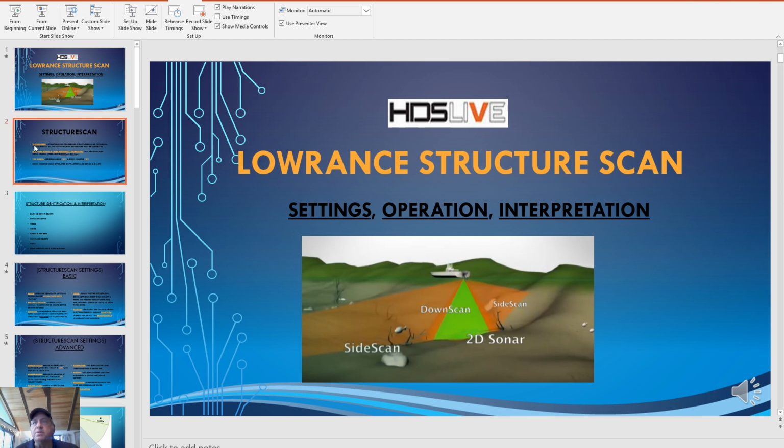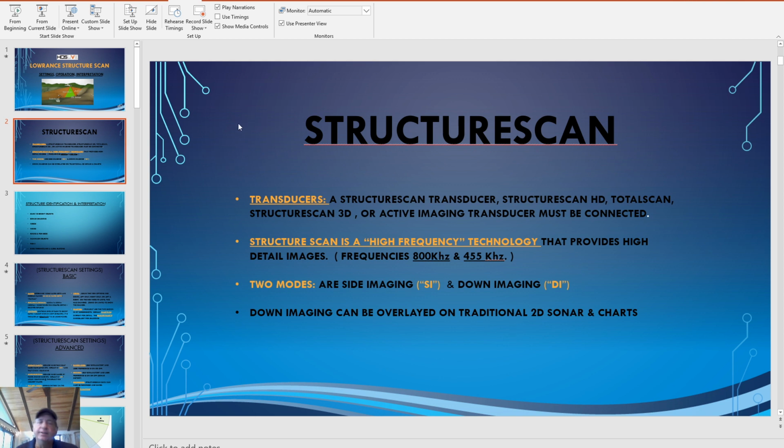So we're going to cover specifically structure scan, what it is, what you're looking at, because that's the most common question that I get, or concern, is that it works for individual users, but they're not always sure what they're seeing when they're utilizing it. So first of all, for structure scan and side imaging, down imaging, you have to have a transducer, all right, and a unit that supports it. So you have to have some sort of a structure scan transducer, structure scan HD, total scan, structure scan 3D, or an active imaging transducer such as the newest active imaging 3-in-1.